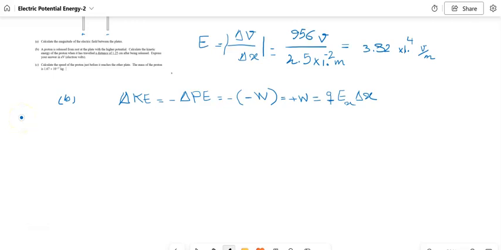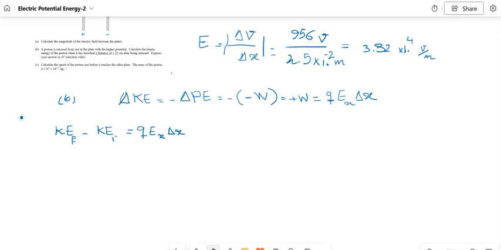So now let's calculate the change in the kinetic energy. On the other hand, the change in kinetic energy is the final kinetic energy minus the initial kinetic energy, which is equal to the charge, electric field, and displacement.